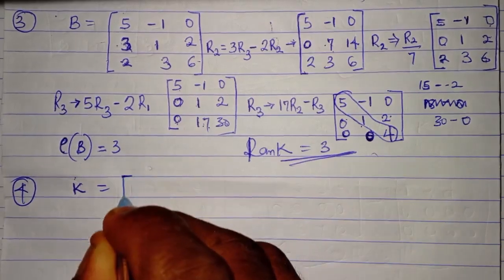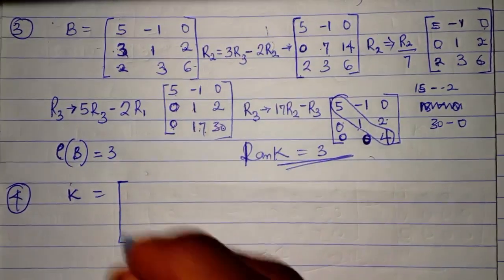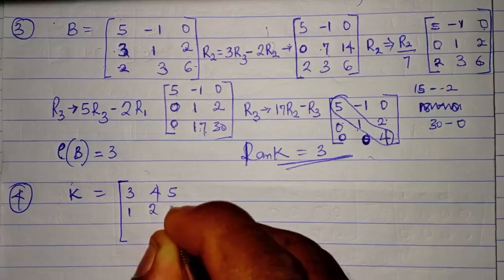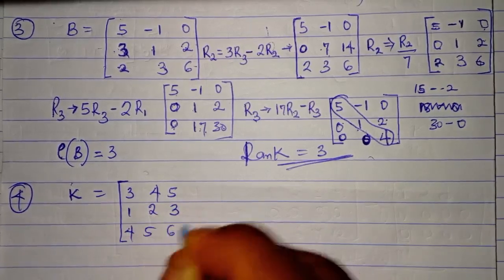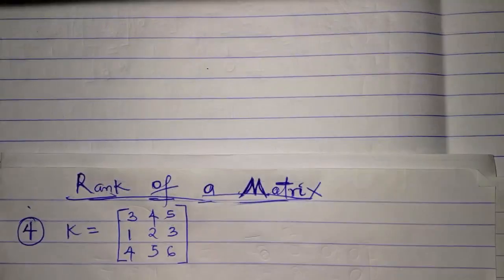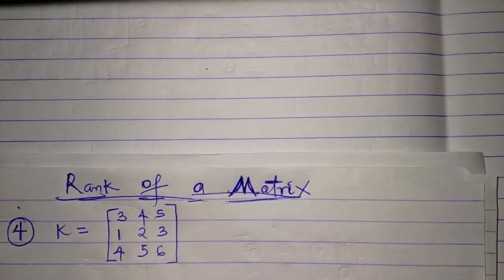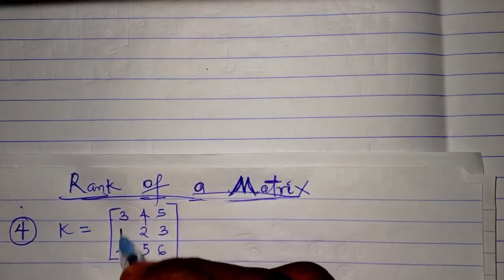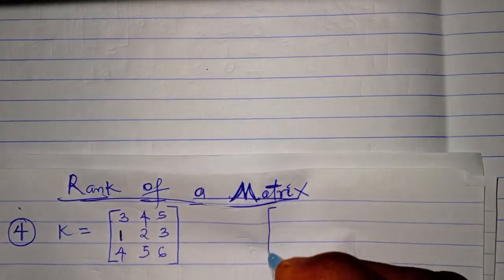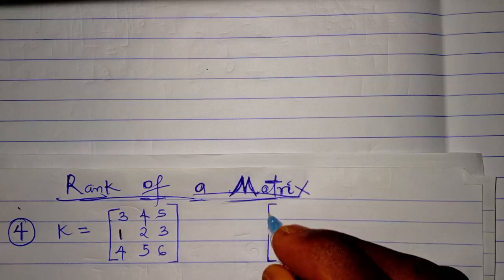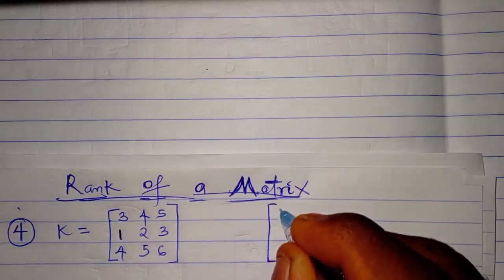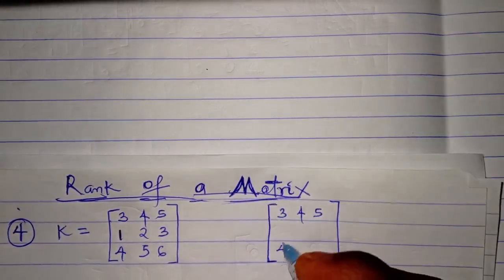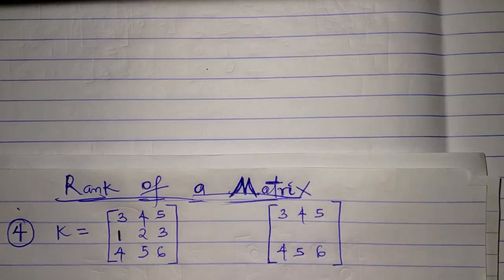Let's determine the rank of the matrix K with the entries 3, 4, 5, 1, 2, 3, 4, 5, 6. Performing some row operations, let's see what the rank of the matrix is. First of all, we have to turn these elements to 0. So whatever operations we are going to perform now will affect row 2. The entries in row 1 will remain. The entries in row 3 will also remain. But the entries in row 2 will change.